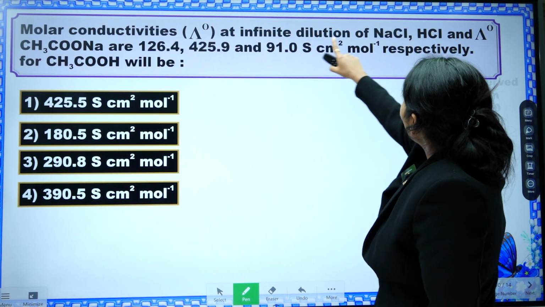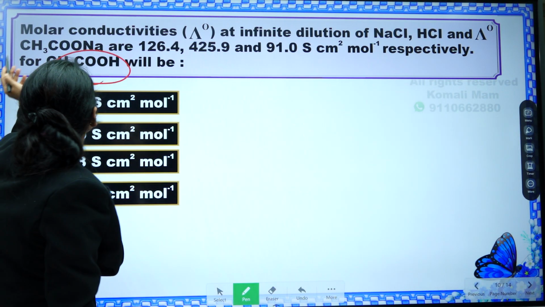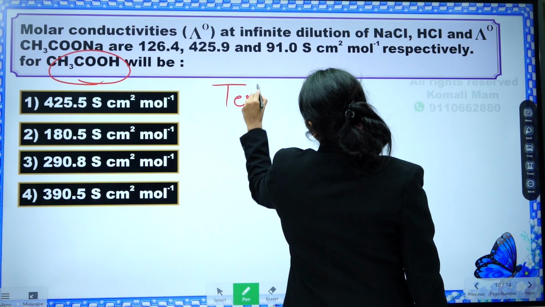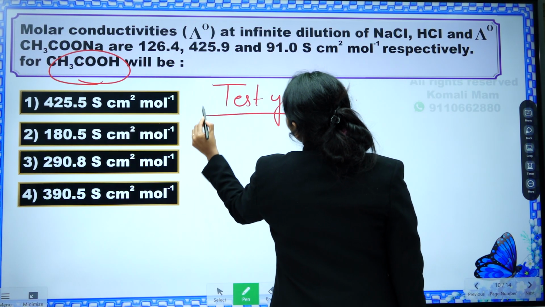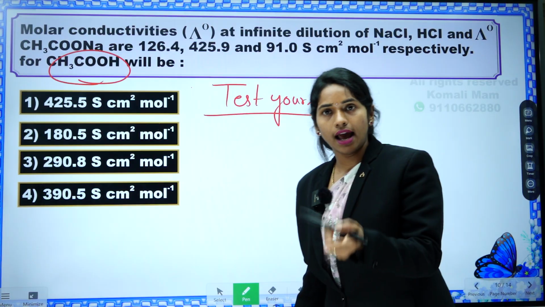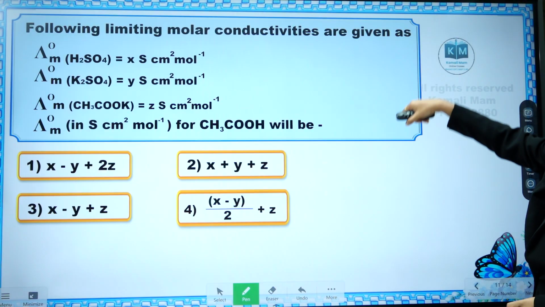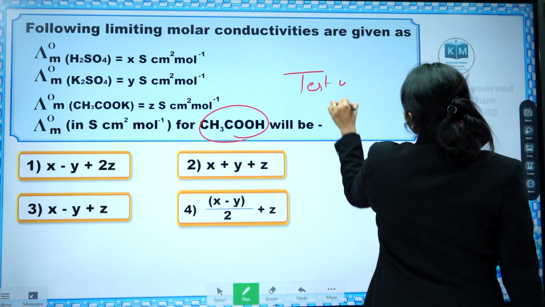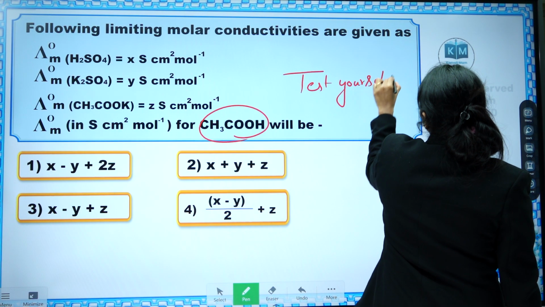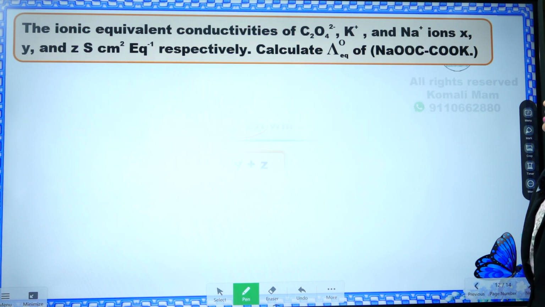Molar conductivities at infinite dilution of these 3 are given. They are asking for acetic acid. This is a test yourself question, homework for you. Try this question and find out whether your answer is correct or not. I'll explain it in the next video. Next one. The following limiting molar conductivities are given. For this you have to find, test yourself. Take a screenshot and try, and let me know the correct answer in the comment section, and let me know how is the video.